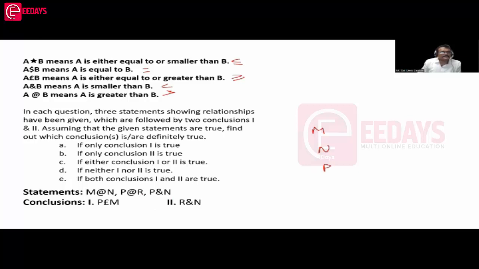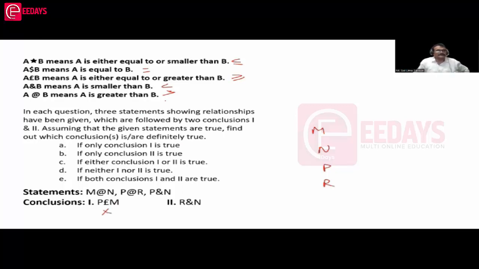And next, P at the rate R, P is greater than. It's very simple. Only vertical lines. P pound M, what do we need? Either greater than or less than should come. P pound M, greater than or equal to, leave it.